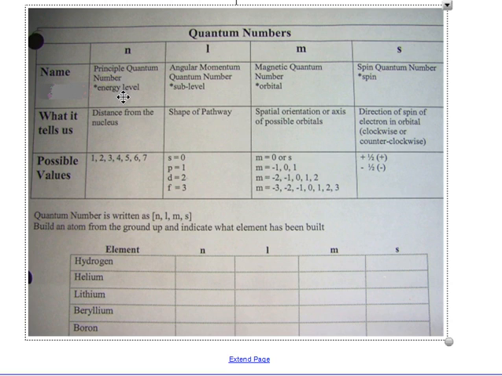The first one is the principal quantum number that tells us the energy level. We denote that with the letter N. The next one is the angular momentum, which is denoted with the letter L. Then we have the magnetic quantum number, which is M, that tells us the kind of spatial orientation. We talked about X, Y, and Z axis, so the 3 dimensions that it exists in. And then the last one was a spin, either clockwise or counterclockwise, and that's denoted with the letter S.